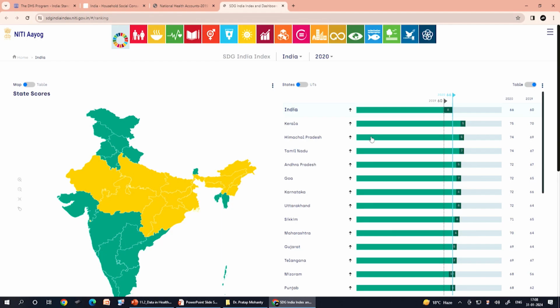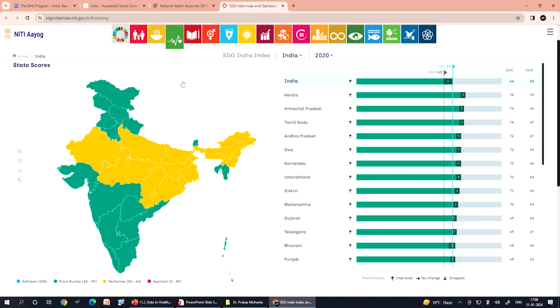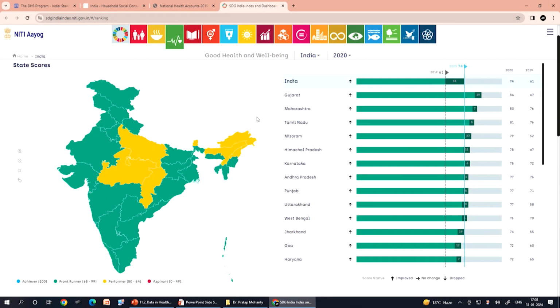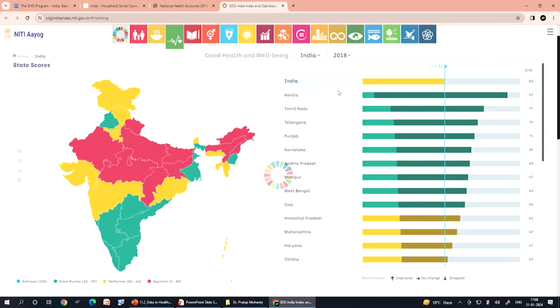I will show you some interesting aspects. You will find the ranking of the states. This was started in previous editions, and the baseline index was also given. If you see, 2018 was the beginning period. So, you can have a comparison with different years till the latest.